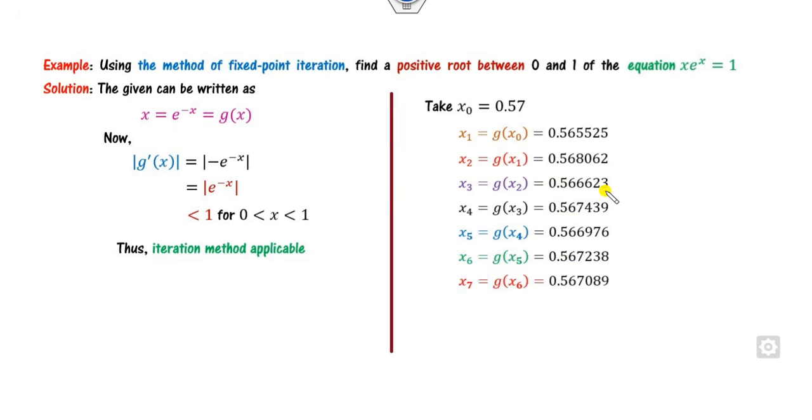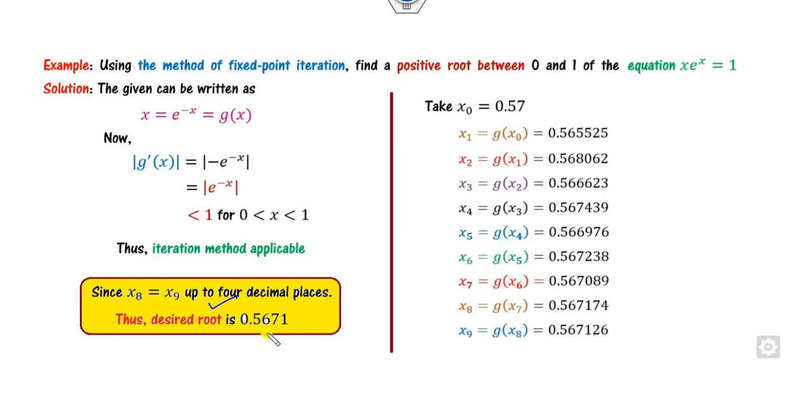Again they are not matched. We can find x6 and x7. Again only 3 decimal places are matched, but we need 4 decimal places. Now you can find x8. So you can see the 4 decimal places are matched. Therefore the root of the equation, to 4 decimal places, is the right answer.